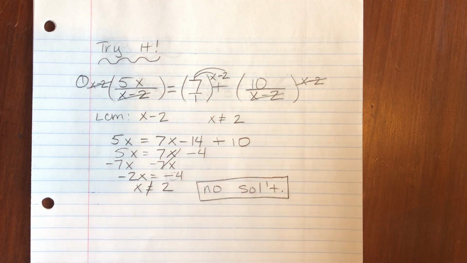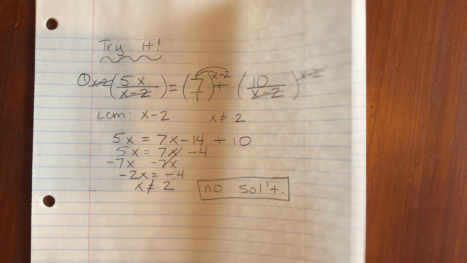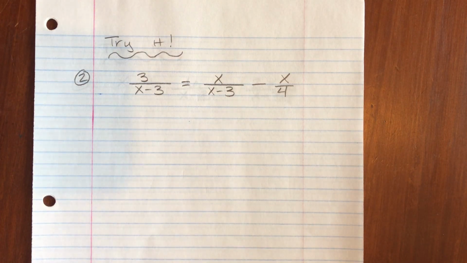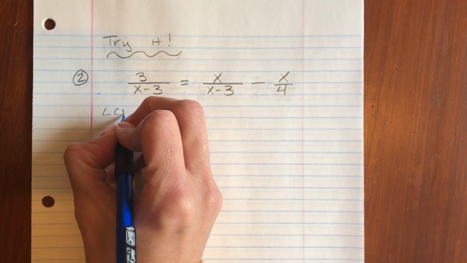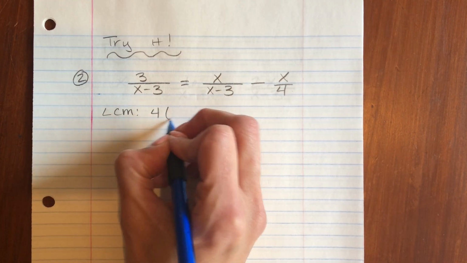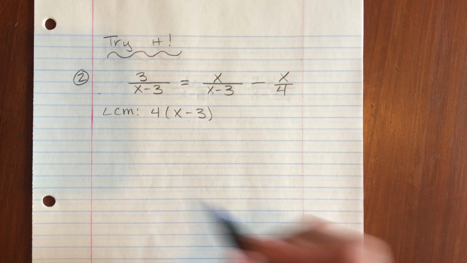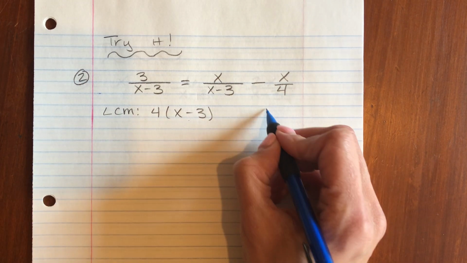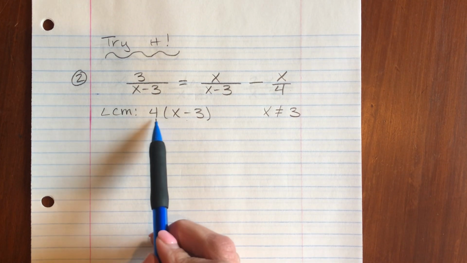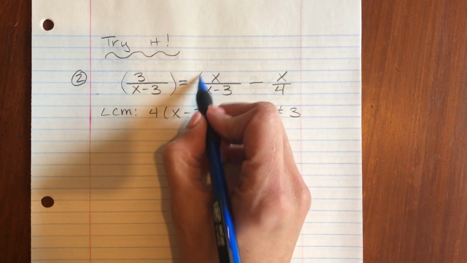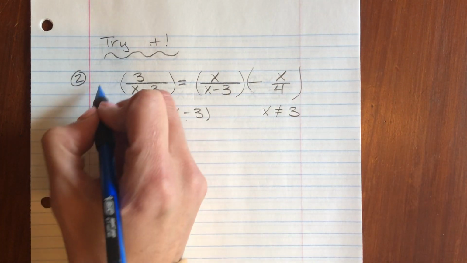All right, let's try another one. There you go. Try that one. Okay, so I would factor the denominators. I can't, they're already factored down as much as they can, but I'll use those denominators to find my LCM, which would be 4 times x minus 3. And then I'll use that LCM to find my restrictions. X cannot be 3. Then I'm going to take my LCM and multiply each piece by that.